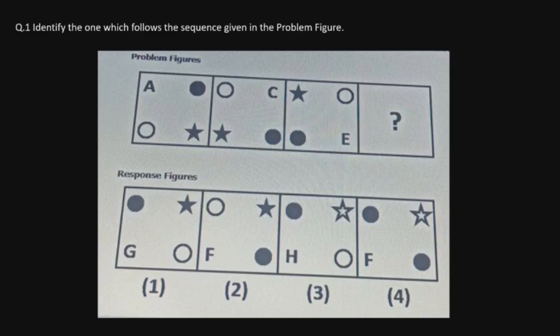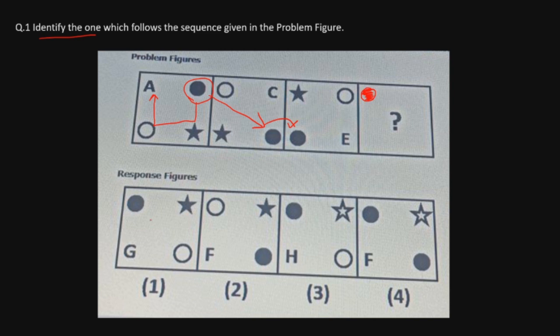Okay, moving to the second topic. It says identify the one which follows the sequence. So we have to find the missing object in the sequence. I will start with the problem figures. In figure one, there is a black circle on the right top, then it moves to the right bottom, and then to the left bottom of the square. So it is following a circular pattern, and next it should be on the left top. So here it should be the dark circle.